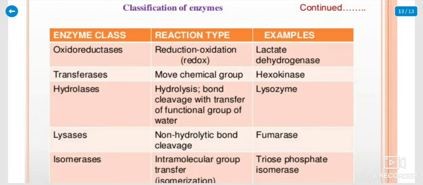And finally, we classified the classification of enzymes. The table shows the categories: number 1, enzyme class and the reaction types. Finally, the examples of the enzymes. The enzyme class is oxidoreductases. The reaction type is reduction and oxidation. That is called a redox reaction. You know the biophysics topics: redox reduction, redox potential. In this topic, the same reaction is given to this type. The example of the enzyme: lactate dehydrogenase.